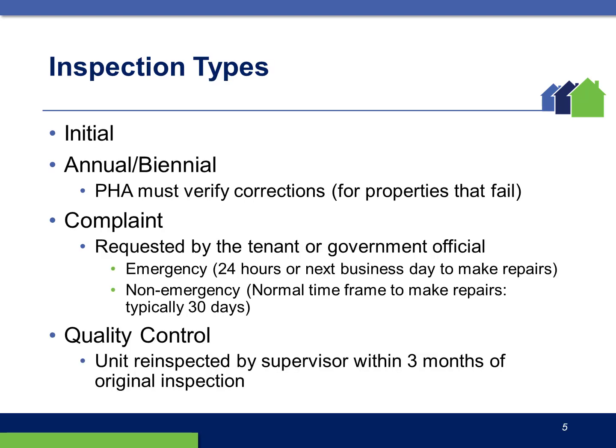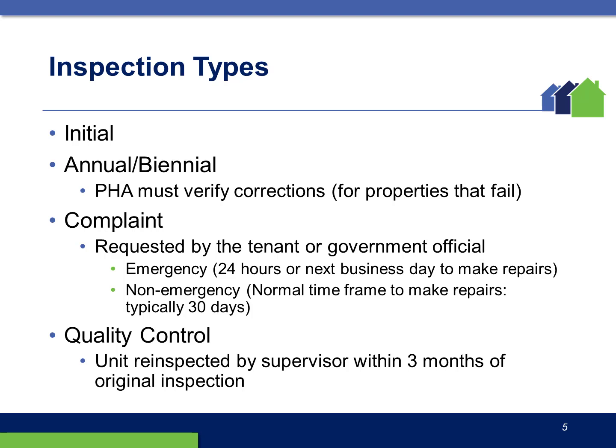There are 4 key inspection types. Initial inspections are completed before a lease and HAP contract are executed. Annual or biennial are ongoing inspections of units to ensure they continue to meet HQS standards. Complaint inspections are requested by the tenant or a government official and can be either an emergency issue which requires repair within 24 hours or a non-emergency issue. Quality control inspections are completed by supervisors within 3 months of the original inspection and should represent a cross-section of all neighborhoods and inspectors.